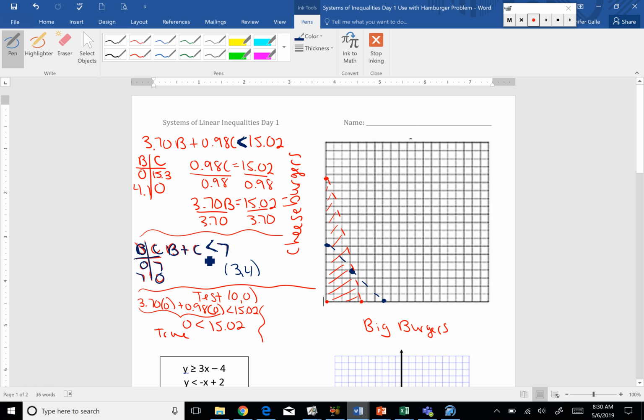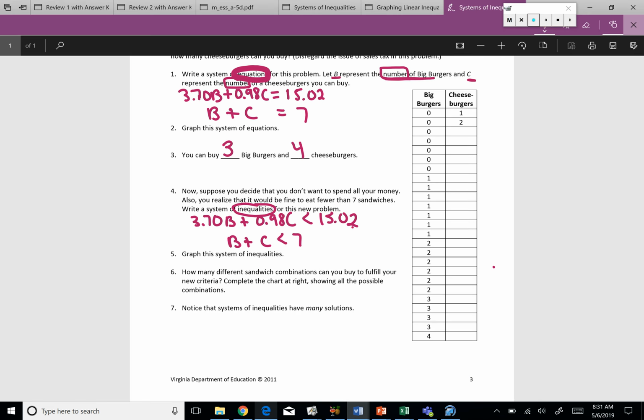Testing 0, 0 on the second one, that's really easy. Is 0 less than 7? Yes, it is. So we again shade where 0, 0 is. Some of you were testing 0, 0 on your quiz, and you found it to be true, and then you shaded the opposite way. We want to shade solutions, which means we want to shade ordered pairs that make that inequality true.